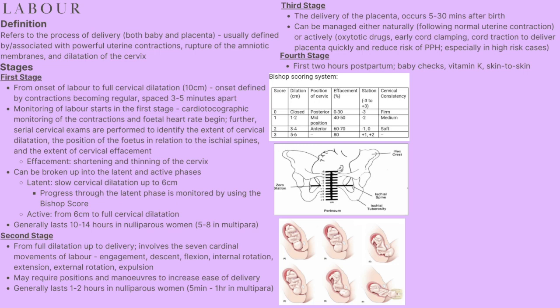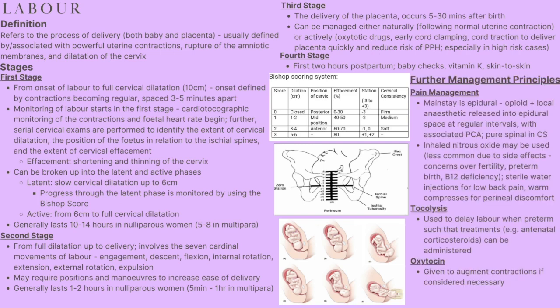The fourth stage of labor is the first 2 hours postpartum. Here, baby checks are performed, vitamin K is administered, and there is plenty of skin-to-skin contact between mother and child. Some further considerations include pain management, the use of tocolytics like terbutaline, and the use of oxytocin and its analogues.